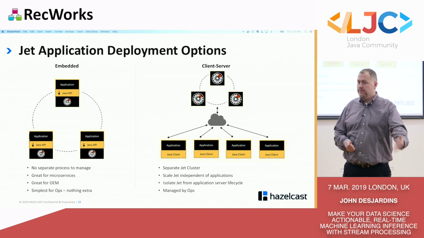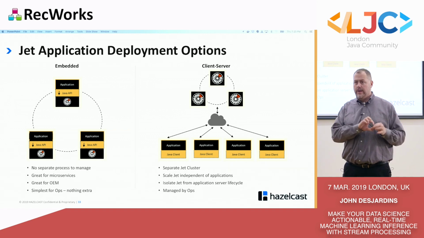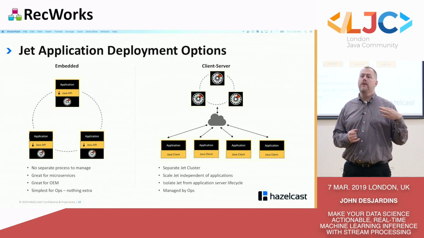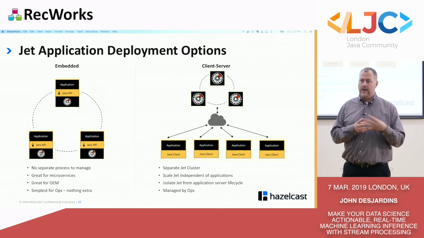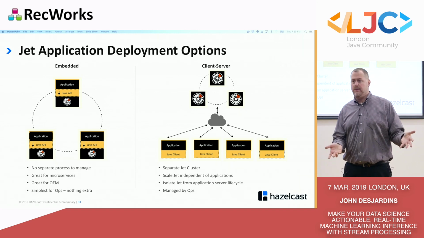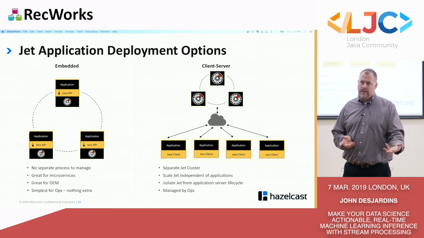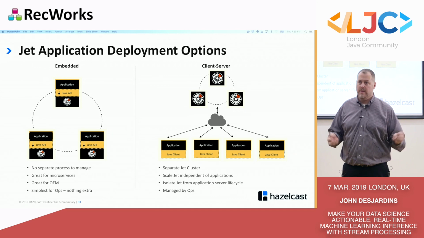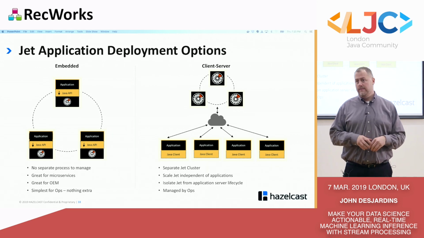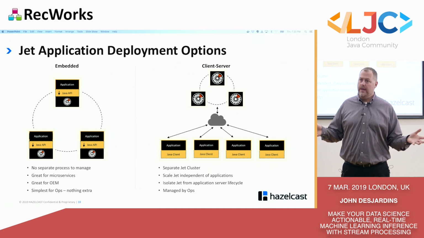You could just add a jar file, add one line to your build to bring Jet in, and now you have that additional capability. There's a configuration file that determines things like ports and how it operates and communicates. And your application now has all these other things.